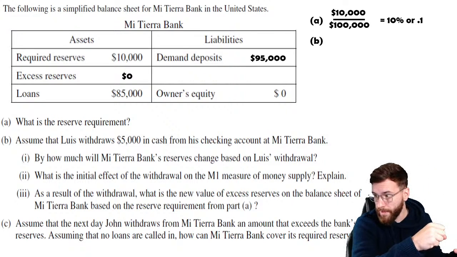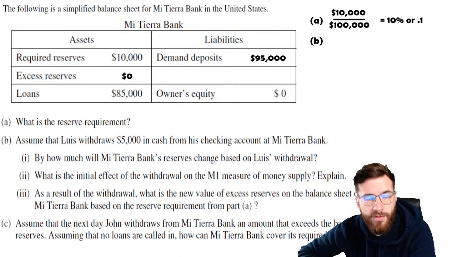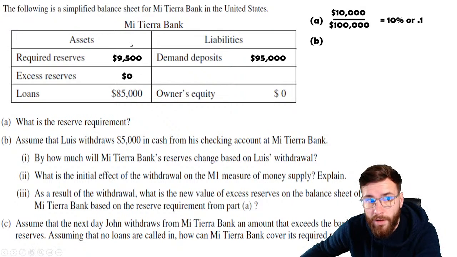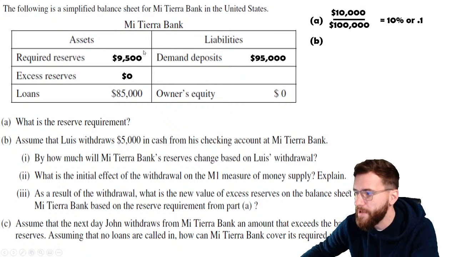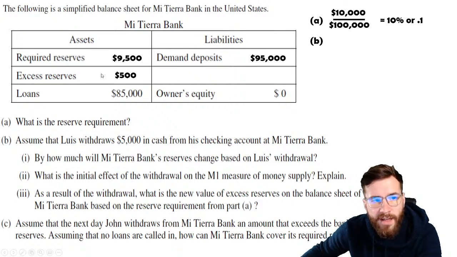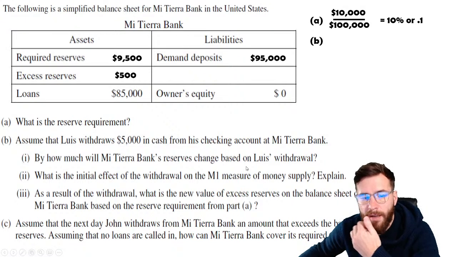Why would I keep it in there? I'm going to put that into excess. I'm going to take 500 out of required reserves, and how did I know to take 500 out? What is 10% of 95,000? It's 9,500. So that is all that is required. Anything that's more than required, any excess, would have to go into excess reserves. So I'm going to put that back in here. And there we go. Everything is balanced. It's 95,000 on each side. Required reserves is 10% of demand deposits, and whatever was left over is in excess. There's not always going to be money in excess. All right, so now let's hit up these questions. By how much will MITera's bank reserves change based on Louis' withdrawal?